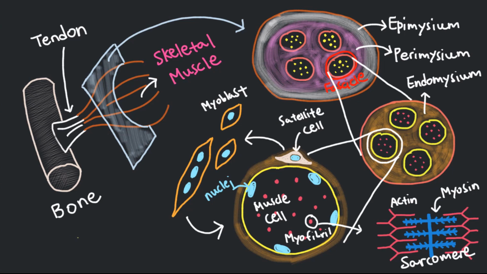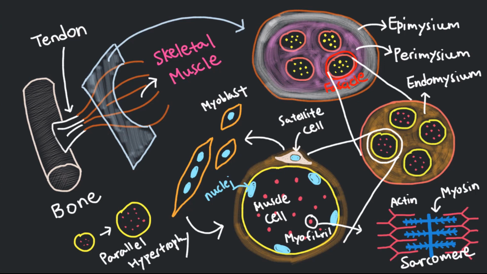So when we talk about muscle growth or muscle hypertrophy, there can be two major types, which are parallel and serial hypertrophy. Parallel hypertrophy literally means that the muscle cell grows by adding myofibrils in a parallel manner. This is the most generally recognized form of muscle growth.